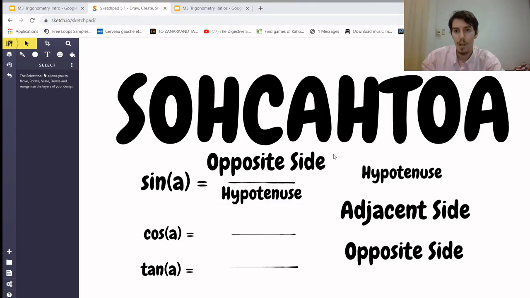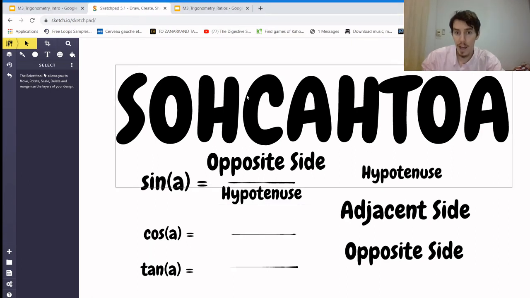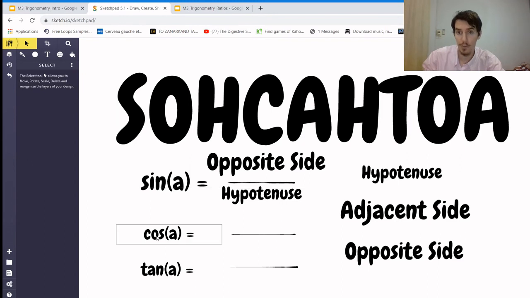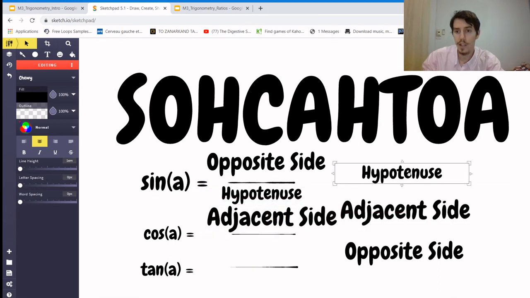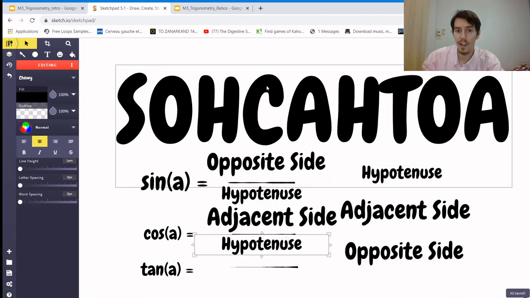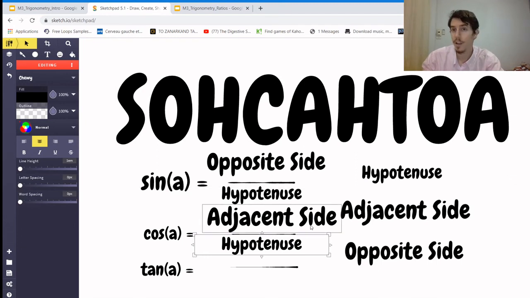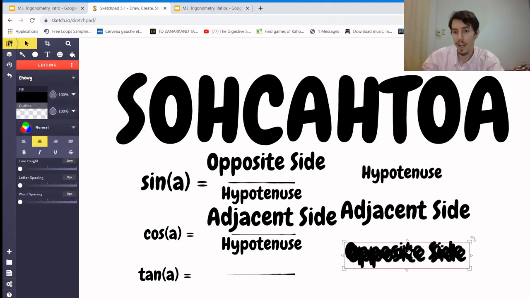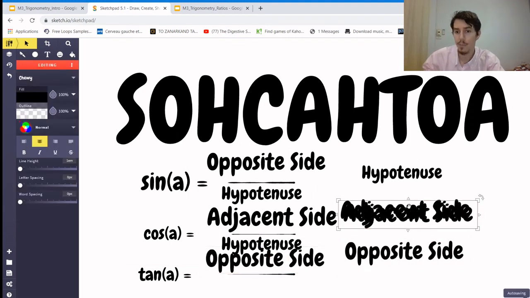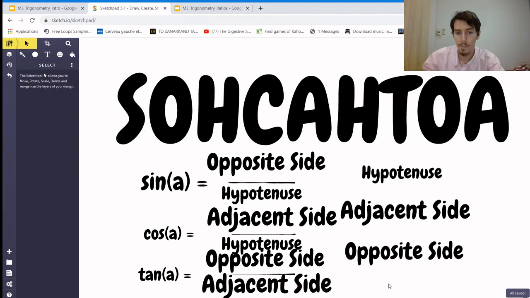Now the second part of the word, CAH. So C is for cosine, of course. A is the adjacent side. H is the hypotenuse. So cosine is the adjacent side over the hypotenuse. Easy. And the last part, TOA. T is for tangent, O, opposite side, and A, adjacent side. Easy enough. And there you go.